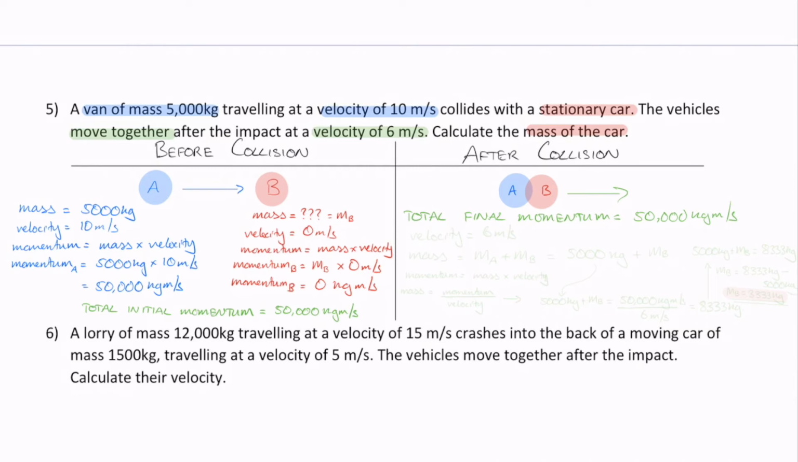The velocity of body A and B is 6 meters per second, as given in the question. And the mass of both A and B, let's say MA plus MB, is equal to 5,000 kilograms, the mass of A, plus the mass of B, which we don't know. Let's call that MB.